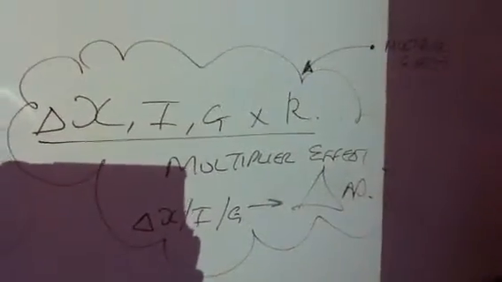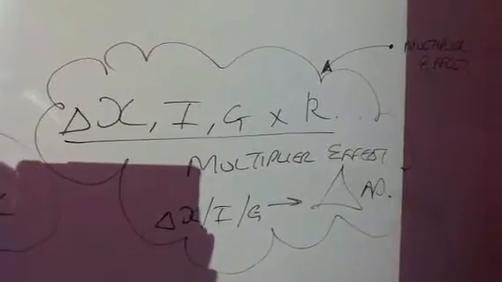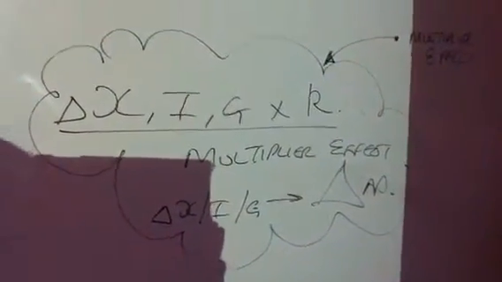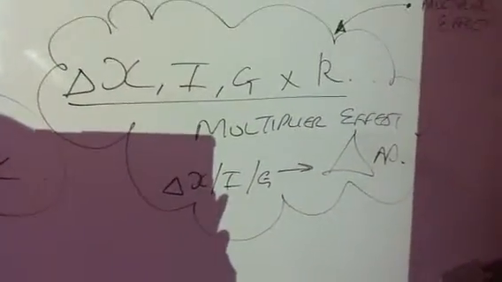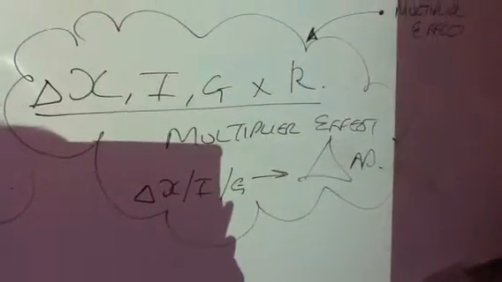This is the multiplier effect. This is when you take X, I, G and times them by the multiplier, and that gives the change in aggregate demand. It'll have a multiplied effect on aggregate demand. As you can see down there, a change in X, I or G leads to a bigger change in aggregate demand. That's the multiplier effect.